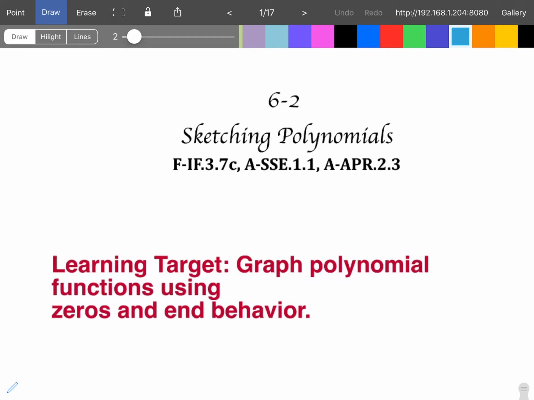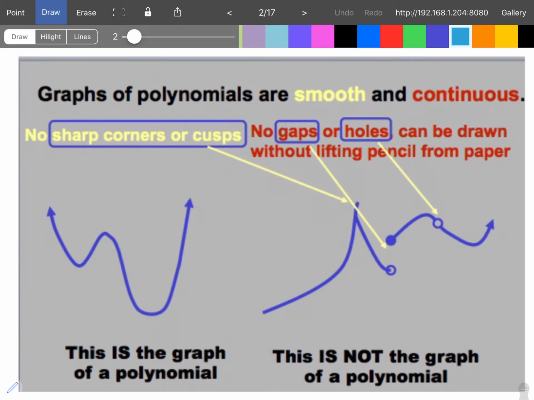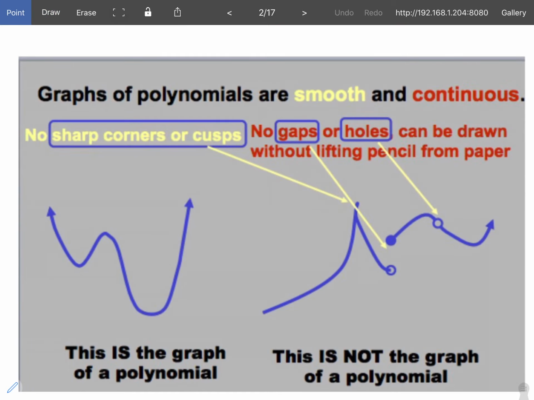Today's lesson is on sketching polynomials. Graphs of polynomials are smooth and continuous. This is an example of a graph of a polynomial. It has no sharp corners or cusps, which could look like this. See, it has a sharp little point.